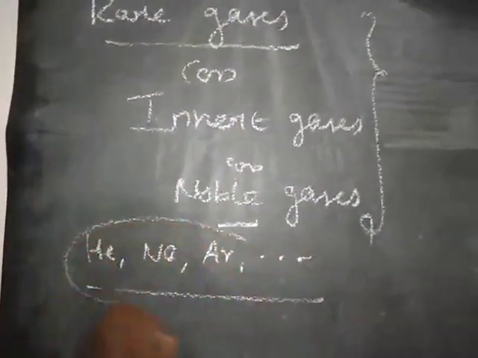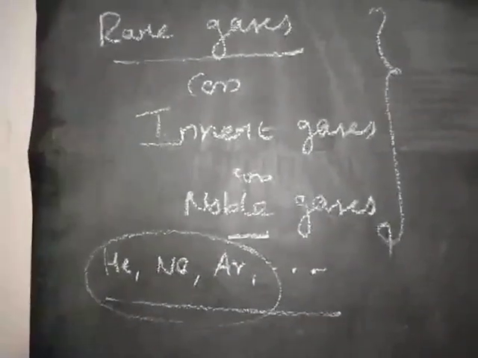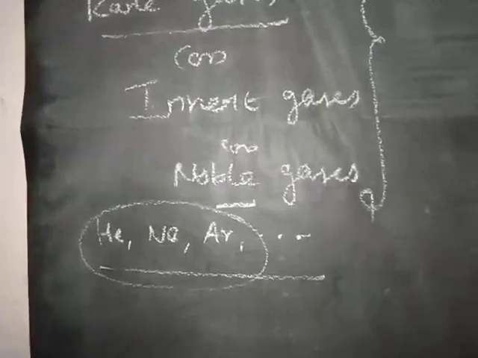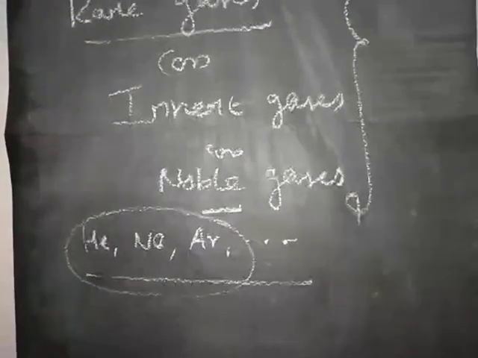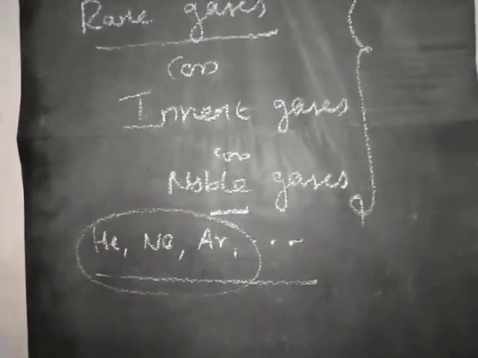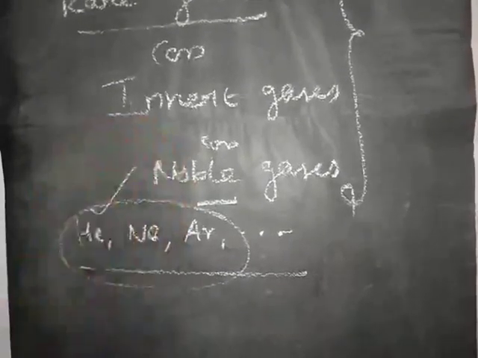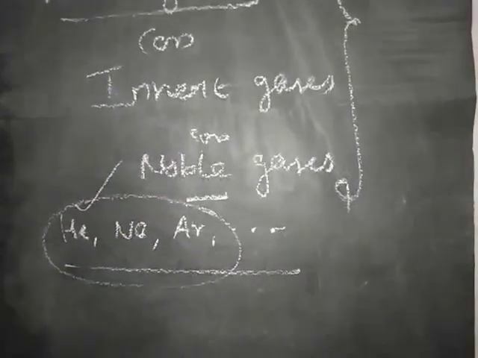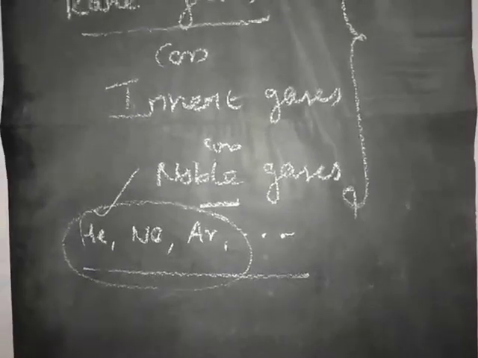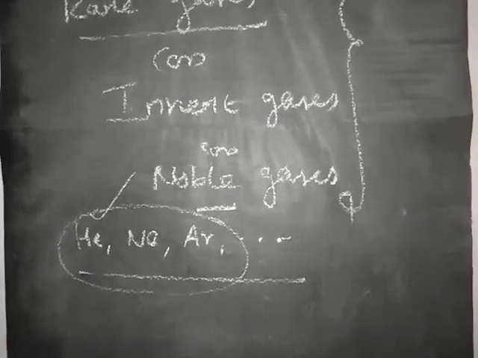Why is it called a rare gas? If you analyze the electronic configuration, the outermost shell is completely filled, there is no vacancy, so we cannot add or remove any electrons. These are monoatomic gases and do not react with any other substance easily, due to the completely filled electronic configuration or completely filled subshells.